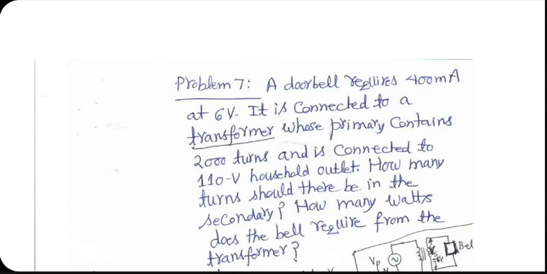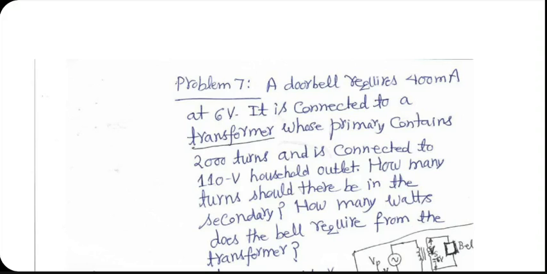In the US, the supply is 110 volts, so you'll have to step down from 110 to 6 volt. In this country, you'll have to step down from 220 to 6 volt to make the operation safe. Otherwise, the doorbell will simply burn out if you apply that supply voltage directly to it. So anyway, that is what the question is all about.